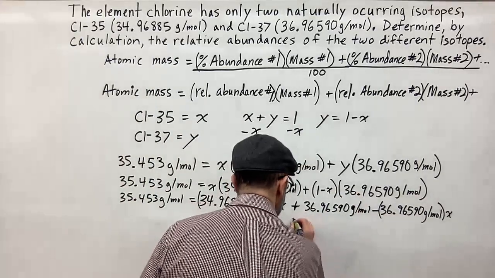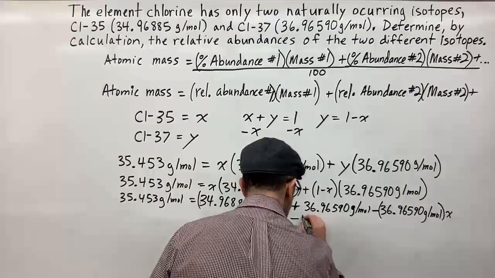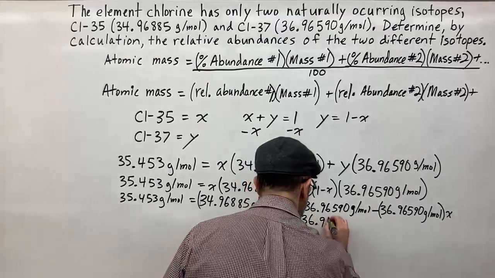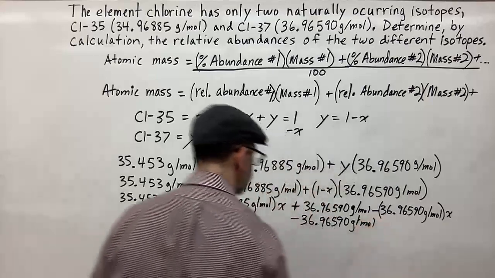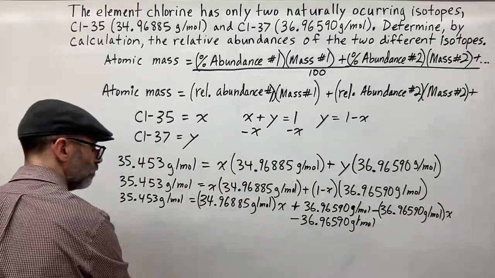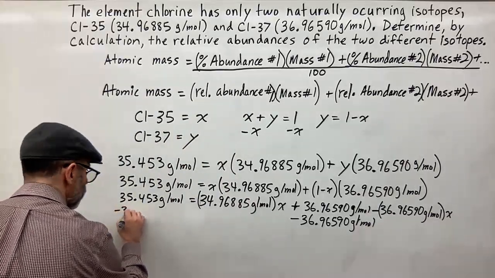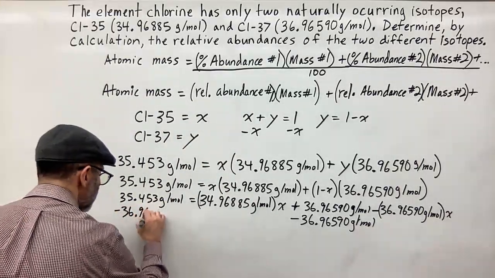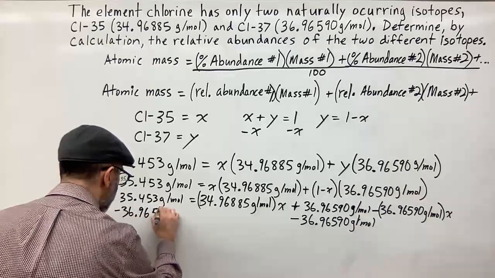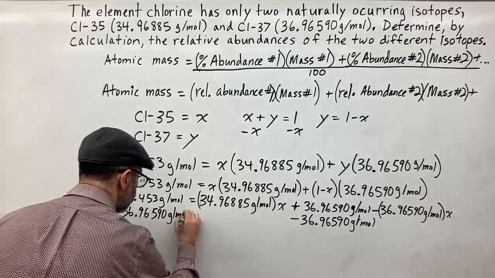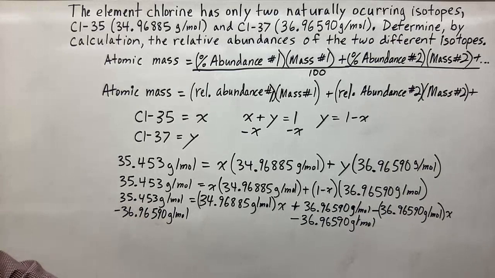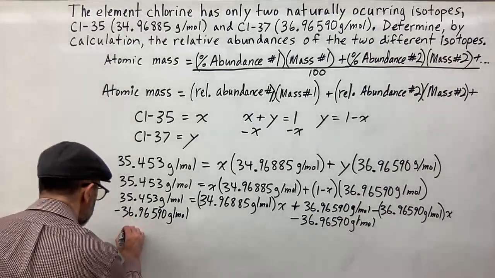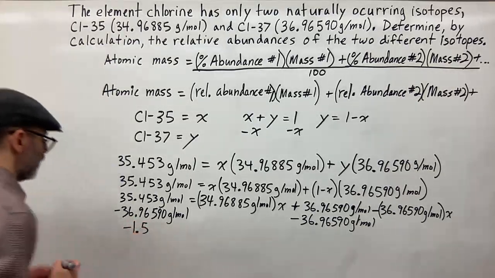But let's subtract this number first. Let's do this step by step. So I'm going to subtract 36.96590 grams per mole. And then I'm going to subtract here 36.96590 grams per mole. And when I do that, I get over here negative 1.5.